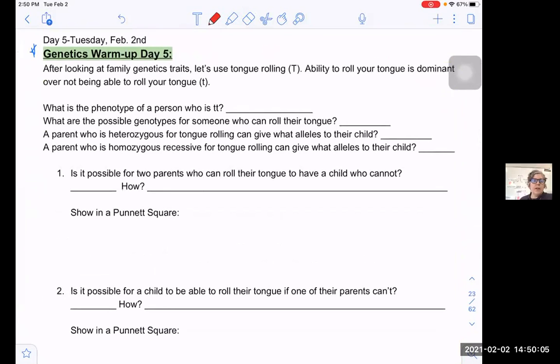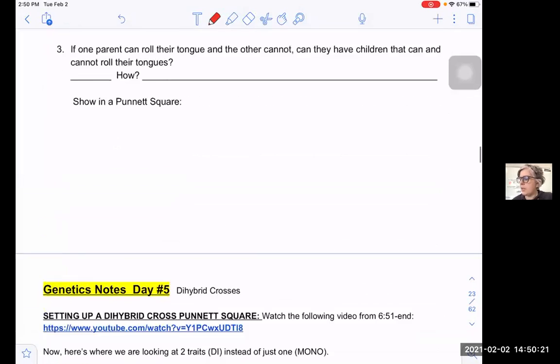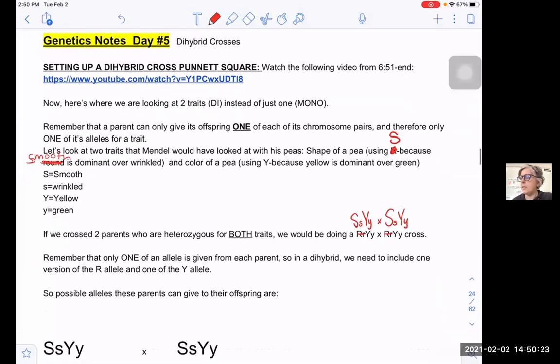All right, so we are on day 5, Tuesday, February 2nd here. I'm going to skip this warm-up today because it's very similar to the warm-up we just did. It's looking at another Punnett square with a monohybrid. And I want to get us to start thinking about dihybrids. So we're going to move on to genetics notes day 5.